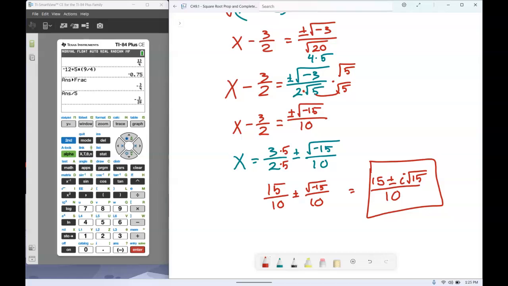You having fun yet? No one ever enjoys completing the square. I like it. Thank you. I appreciate that.